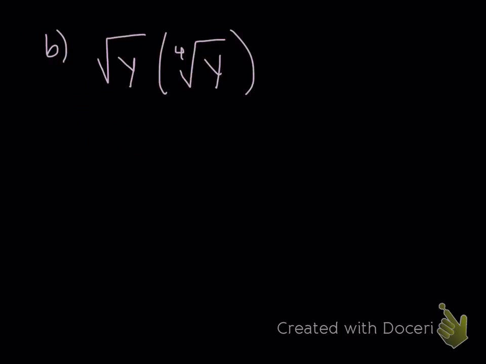Okay, so for the next one, we have the square root of y times the 4th root of y. And again, we need to get these in exponential form. So this is y to the 1/2 power times y to the 1/4 power. And again, in order to add these, we need common denominators. So I'll rewrite it first as y to the 1/2 plus 1/4. The common denominator between 2 and 4 would be 4. So I only have to multiply one fraction, and that's the 1/2 by 2.